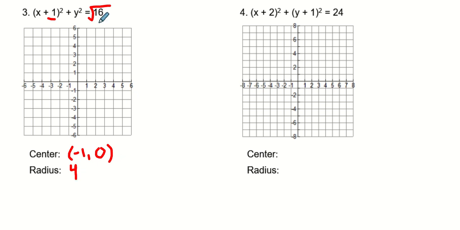So whenever you're finding the radius given the equation, you're just going to take the square root of that number, whatever it is. Over here, it'd be square root of 24. Now that's going to be a decimal, which is fine.